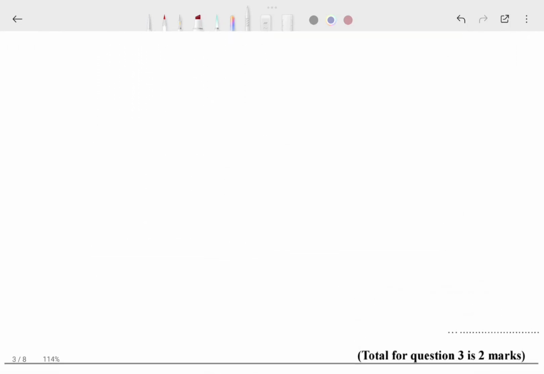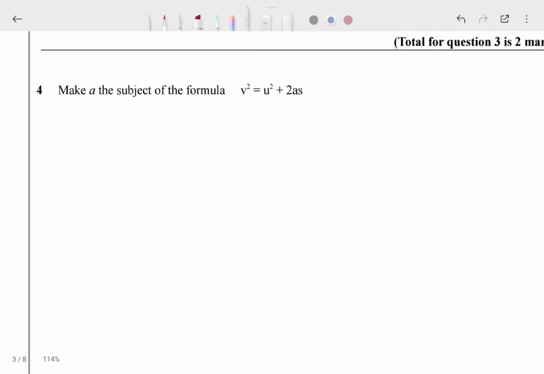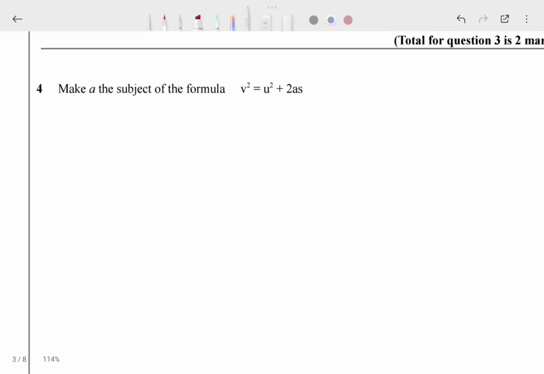Let's go for question number 3. In this case, let's make the difficulty much higher. Let's do question number 4. In this question we have to make a the subject. So we have to make a the subject, meaning this is the subject. So let's get into this.